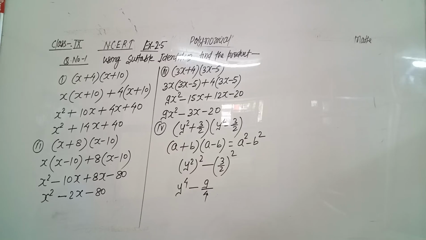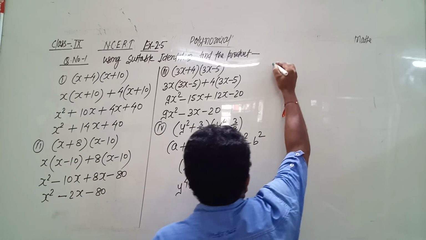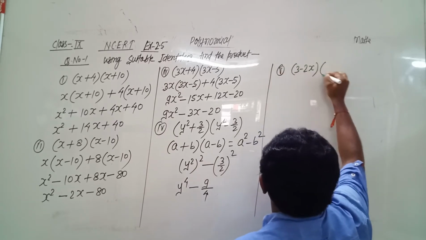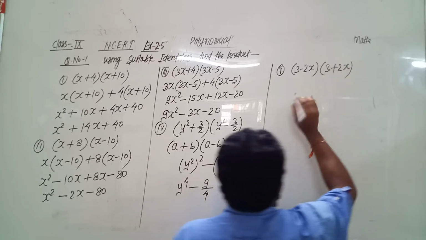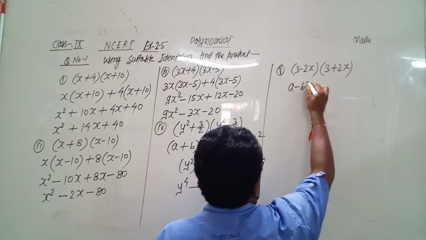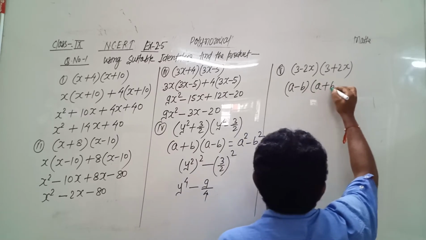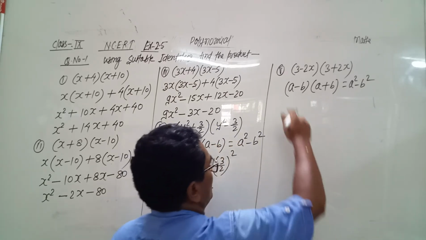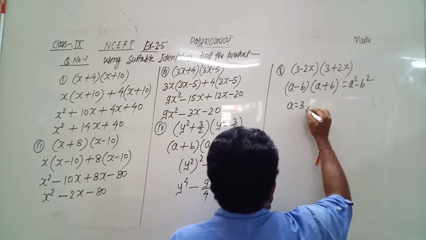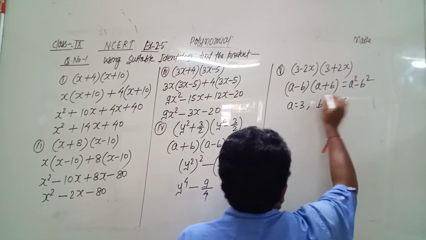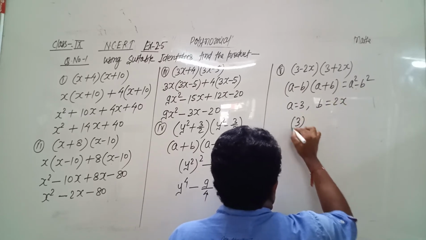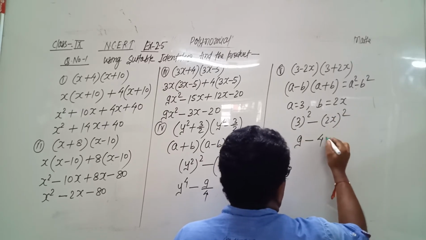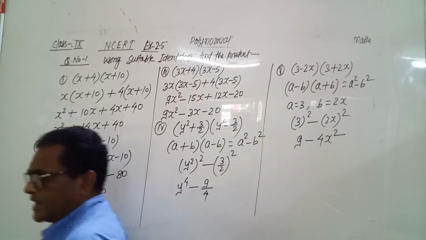The fifth part, 3 minus 2x and 3 plus 2x. Again we use the same identity, a minus b into a plus b equals a square minus b square. At the place of a in our question there is 3, and at the place of b there is 2x. So we write a square, 3 the whole square, minus b square, 2x the whole square. 3 the whole square is 9 and 2x the whole square is 4x square.